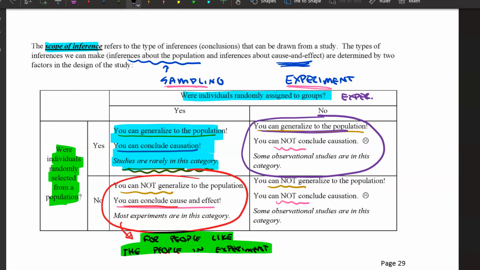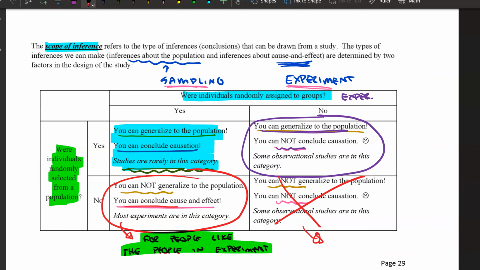However, if we see a relationship between two variables, we really can't say causation because we didn't run an experiment. This is really the place you don't want to ever be. If you don't sample and if you don't run an experiment, then you really can't come up with many conclusions at all. I mean, it's not completely worthless.